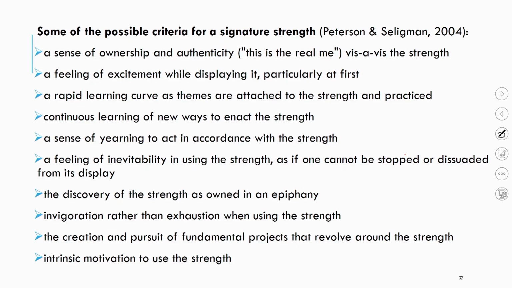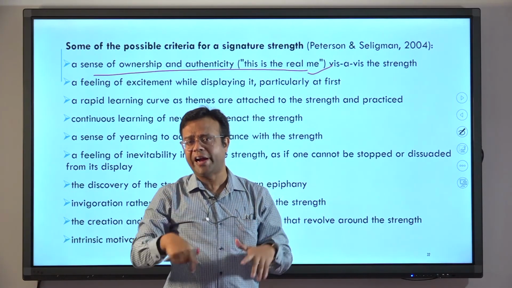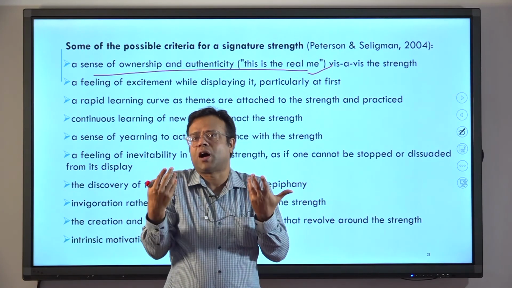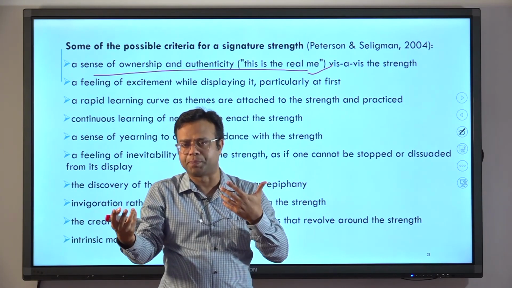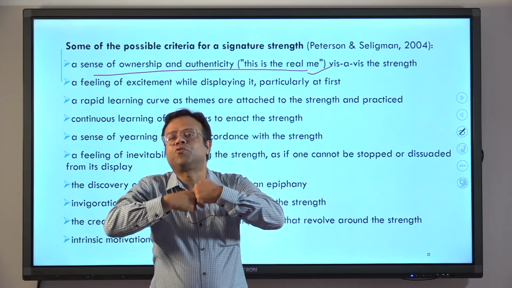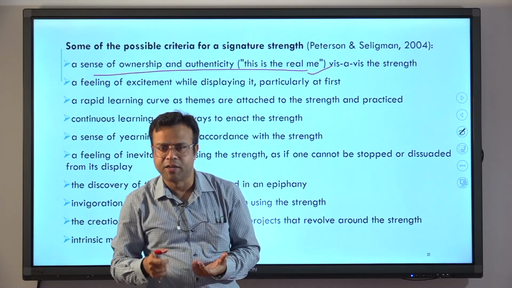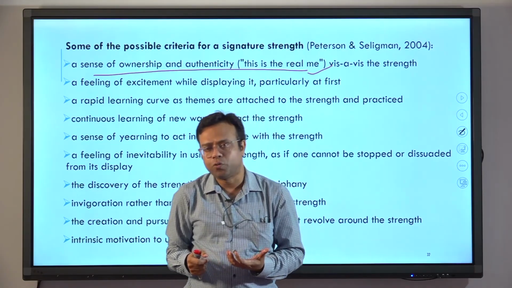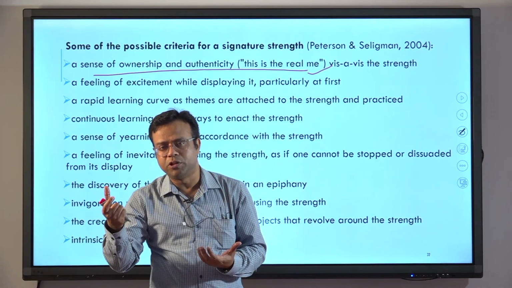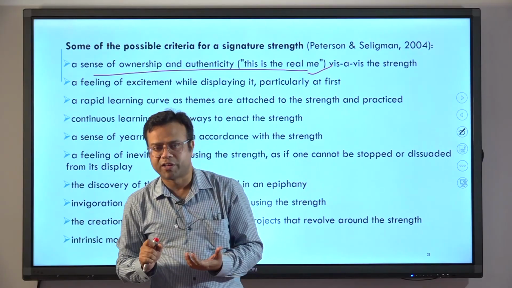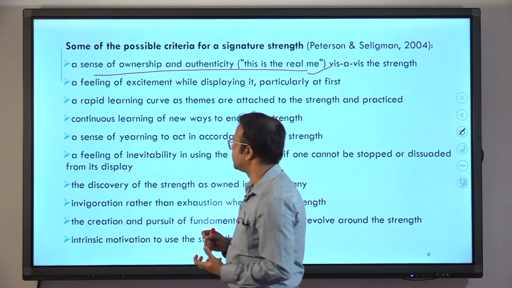So, if you possess some signature strengths, there will be a sense of ownership and authenticity. You will naturally feel this is my real me when you express them. So, let's say when you show kindness to someone, it feels like this is how you are. You are naturally kind to people. There will be a sense of ownership, and you will be very authentic in that kindness. It will not be a fake kindness. So this will be one of the characteristics, a sense of ownership and authenticity.